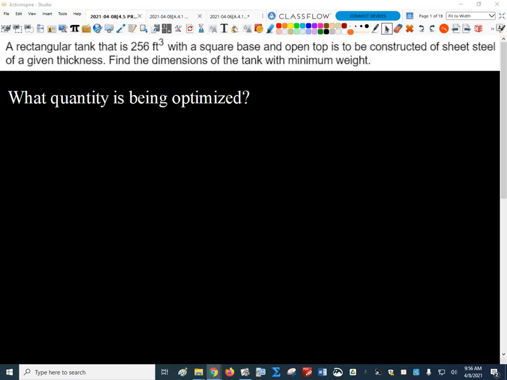So real quick here, read this problem. Tell me, in this problem, what are they... You've got to kind of think about this a little bit, right? What quantity are we going to optimize here? Minimize or maximize? You tell me which one in order to answer this question. And they want minimum weight, but they don't really tell you anything about weight here, right?